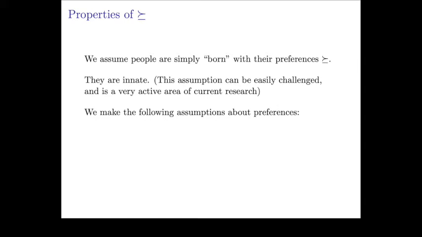Of course, you could challenge this assumption, and people have challenged it, and it is a current area of research, the study of where these things come from. But for the purposes of this course, we're going to take them as given, and we're going to make some assumptions about what these preferences look like. We're going to assume that these preferences are complete, transitive, and monotonic. I'll get into each of those in turn.